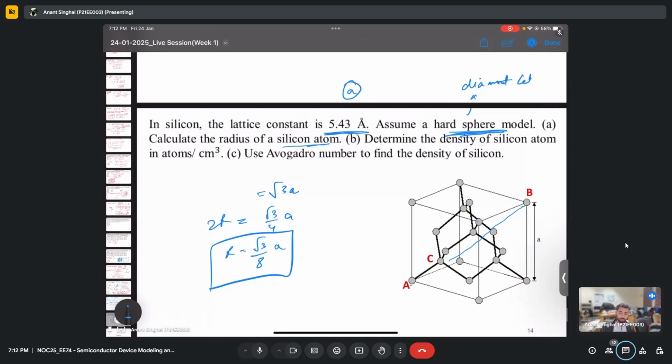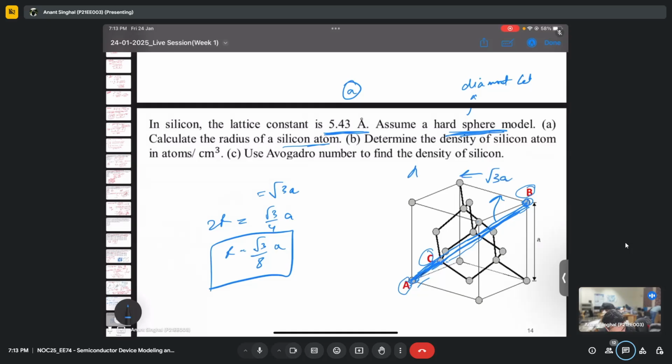So in this question we have silicon, so we need to assume a hard-sphere model. In silicon we have a certain notation. We need to find the distance between the point A and B, that is the maximum difference, and A and C, which is the minimum difference. The minimum difference is nothing but the radius of the atom. Between A and B, if you calculate using the cubic method, from one corner of the cube to the exact opposite corner, this comes out to be root 3 A.